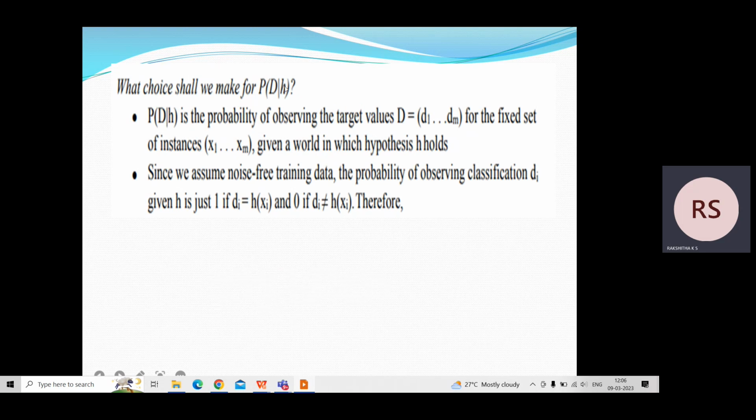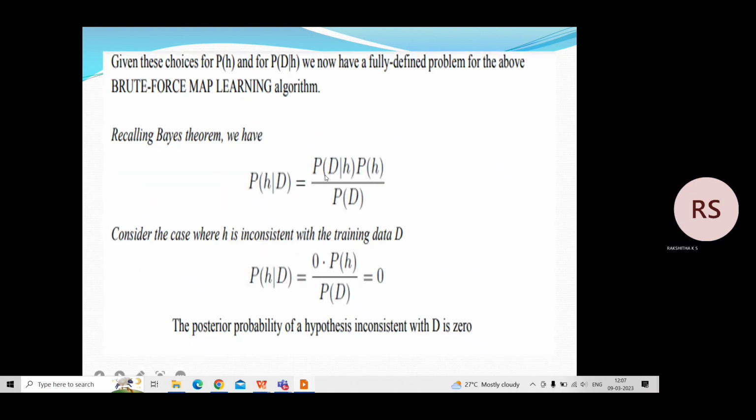What should be taken for the probability of D given h? Here, in this probability of D given h, the probability of observing the target values should be a fixed value. So the probability of D given h is either 1 or 0: it is 1 only if di is equal to h of xi for every di, and the value should be 0 otherwise. So in the other cases, in place of P of D given h, we give the value as 0, and this will totally become 0.